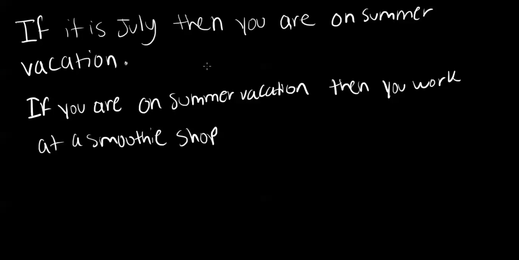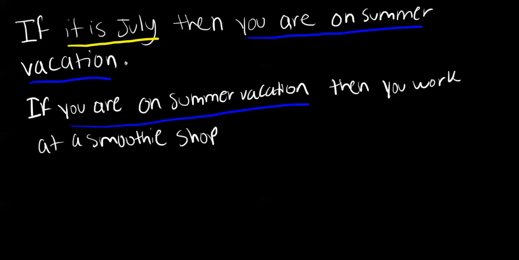So to start off with, remember that if P → Q is true, so here we have if it is July, then you're on summer vacation. So in this case, it is July is going to be P, and the statement you are on summer vacation is going to be Q. So if that is true, and Q → R is true, which would be if you are on summer vacation, then you work at a smoothie shop, and here you're on summer vacation is going to be Q, and R is going to be you work at a smoothie shop.